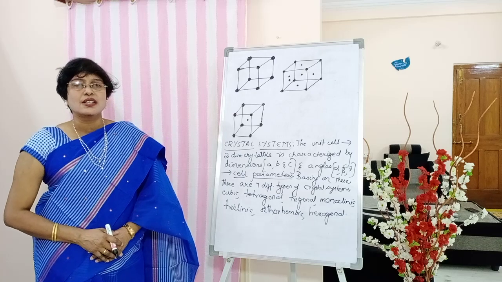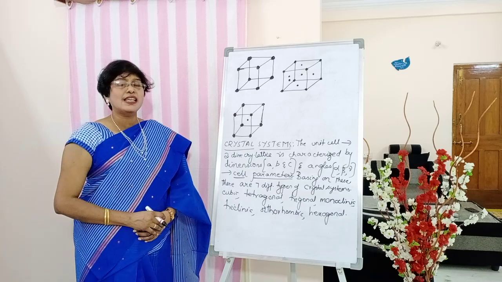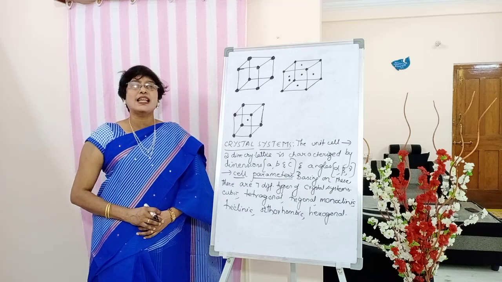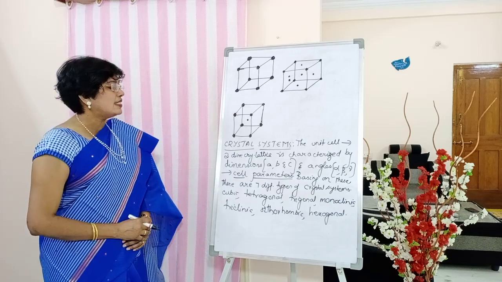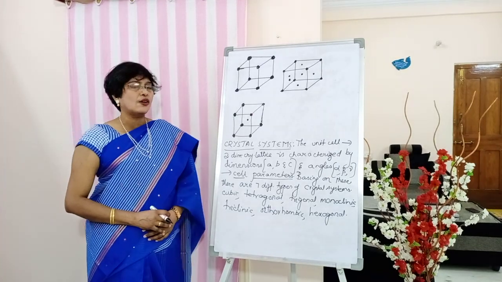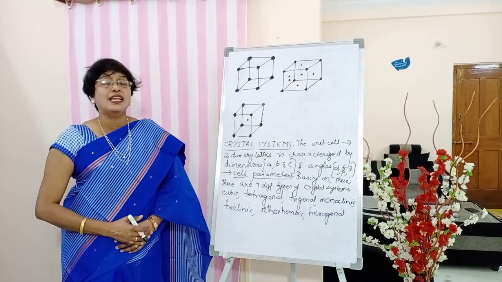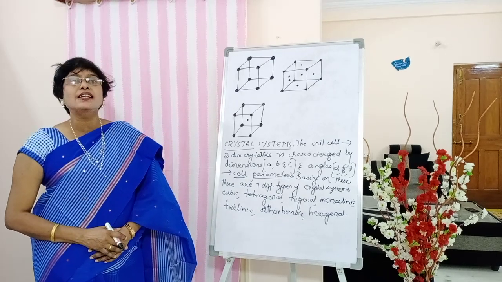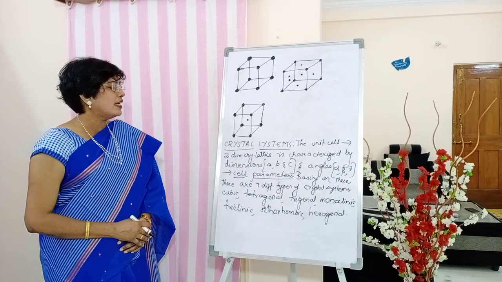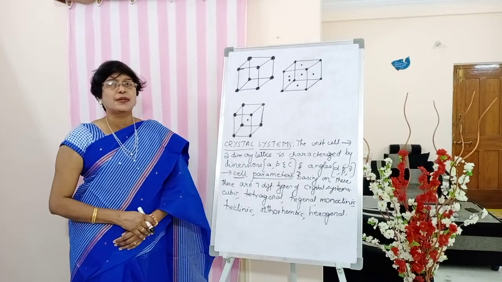Crystal systems. I told you there are 7 different types of crystal systems. So how has this classification been done? This is done based on the cell parameters of the unit cell in a 3-dimensional crystal lattice. Please write down. Later I will give you the diagrammatic representation.